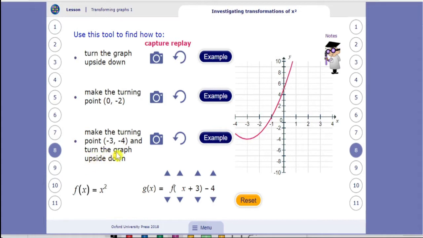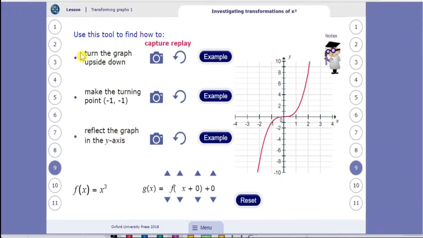And now we have to turn the graph upside down. If I have to turn the graph upside down, I will be changing the sign of the function. And there we are. Let's try another set of instructions for a different graph.